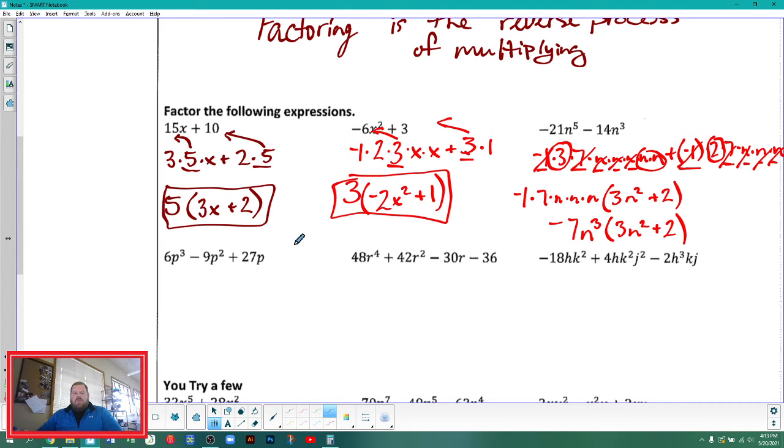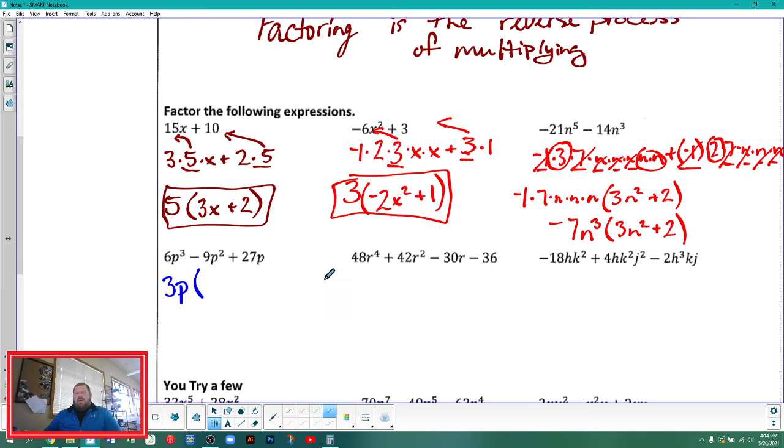So just looking at this one, number-wise, I'm thinking, okay, 2 times 3, 3 times 3, 9 times 3. So they all have 3's. And variable-wise, variables are a little bit different. As we saw in this one here, I'm taking out the lowest exponent of the variables that I have. So here I had n cubed and n to the 5th, and I took out 3 n's. In this one, I have 3 p's, 2 p's, and 1 p. So I can take out 1 p.